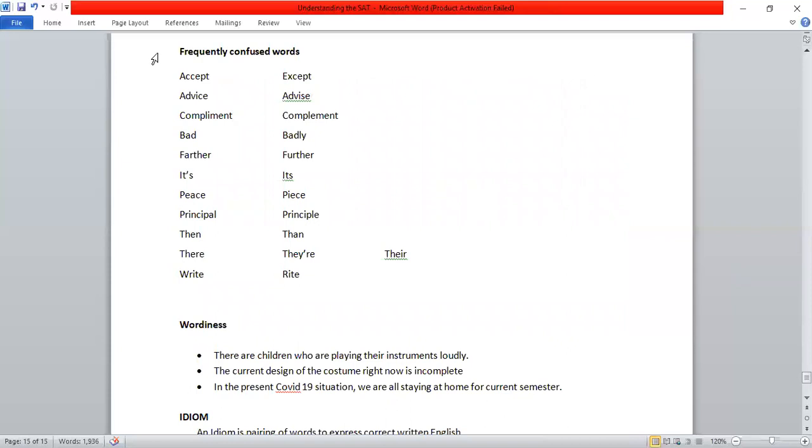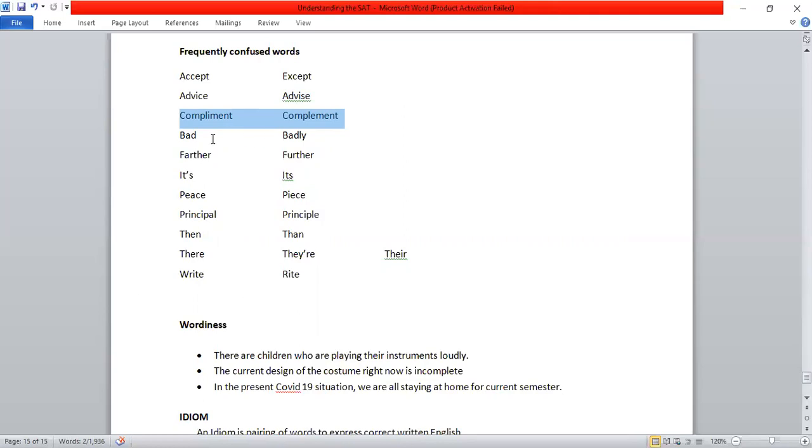Let's talk about frequently confused words. On the SAT, you should be very careful in scanning each option and knowing the difference between terms like these. If you're down to option A and C, and they are exactly the same, and the only difference is between these words, then you need to know the meaning and the difference of these before you choose the correct one. So it's not just grammar, it's also about what word is used.